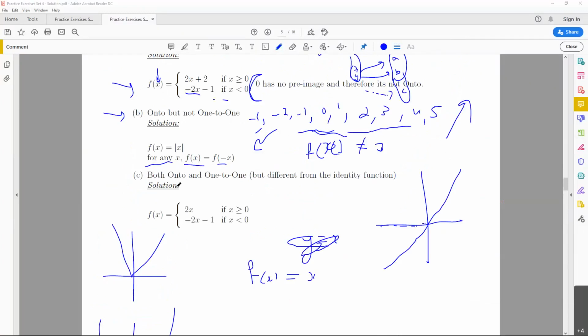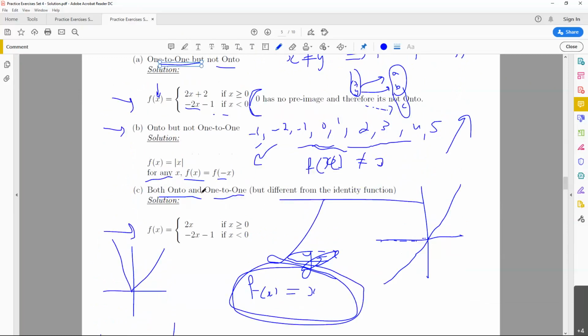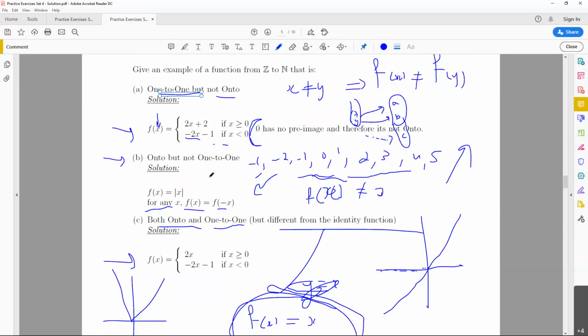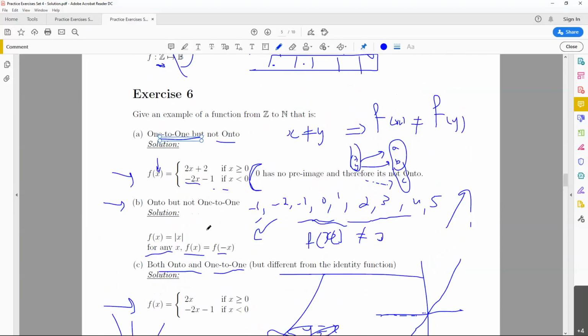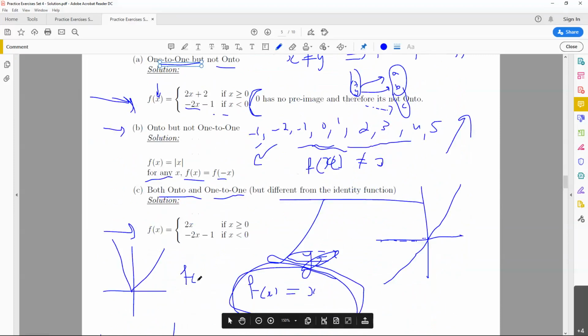Okay, cool. Both onto and one-to-one, but different from the identity function. I think they might be saying different than this. And they give you an example. It's both one-to-one and onto. In other words, it's bijective. It's similar to part A, yeah, but here, if you say f of 0, it's going to give you 0. So 0 does have a preimage.